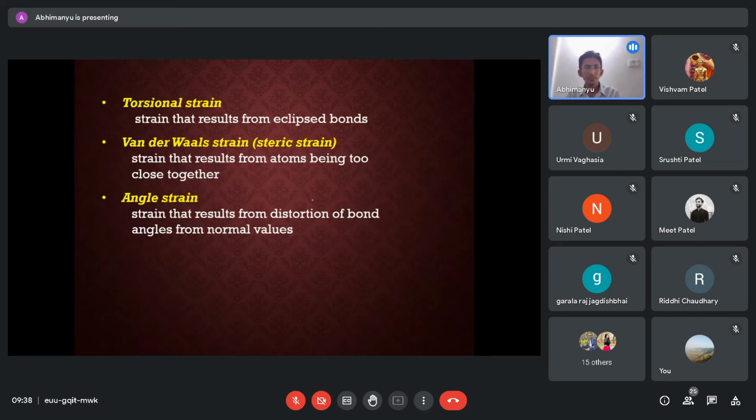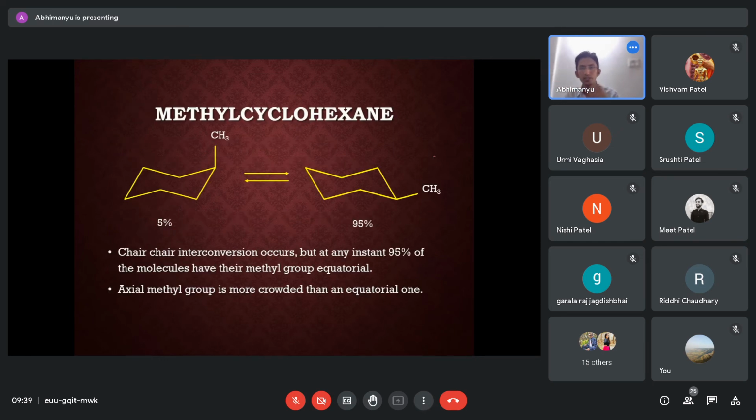So these are the different strains which I already discussed, the torsional, van der Waals, and angle strain. So based upon the axial strain, I would like to discuss some of the examples. મેં વાત કરી હતી ને હમણાં, 1,3 diaxial strain and the torsional strain. બંને હું ડિસ્કસ કરું. Here these are the examples of conformations of methyl cyclohexane. These are the conformations of methyl cyclohexane.